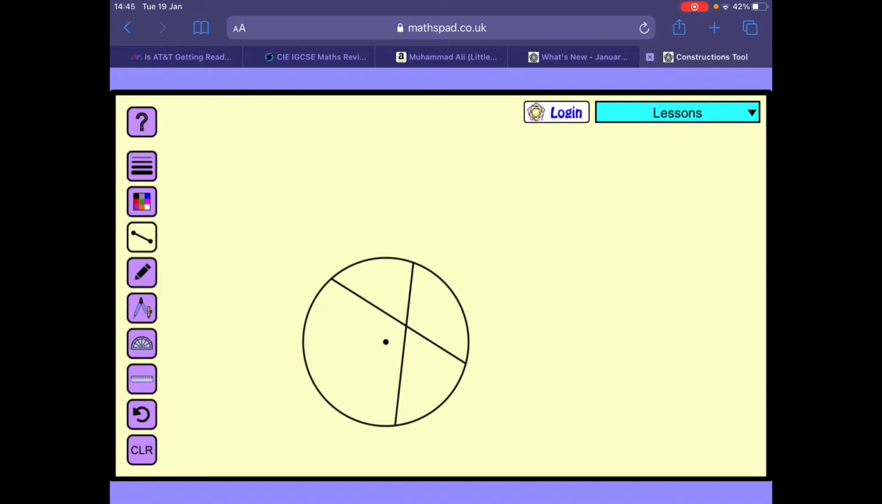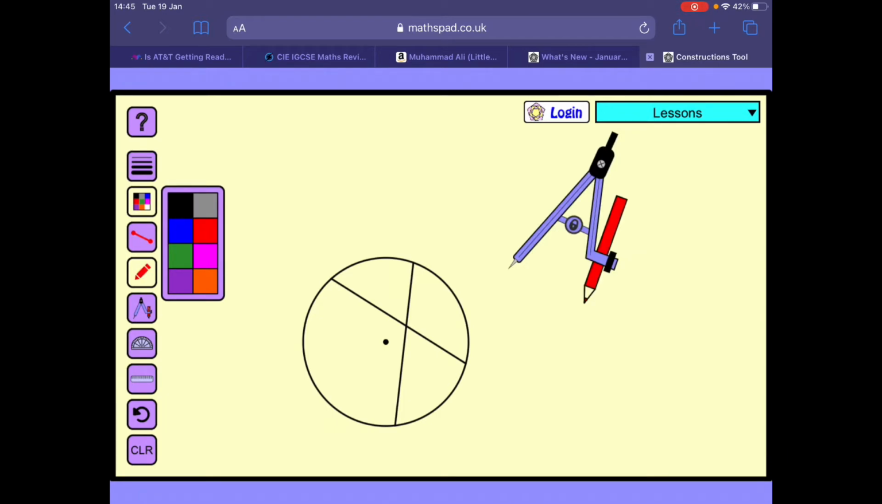There you go. So here's my circle, that's my center, and I've got two chords, one and the other, and they have to cross. In order for the intersecting chords theorem to work, the chords have to cross. Now, what the intersecting chords theorem says is that that distance there of the first chord multiplied by that distance there has to be equal to that distance there multiplied by that distance there.